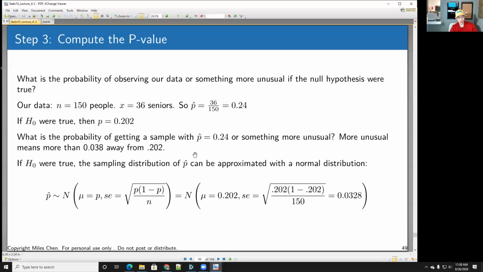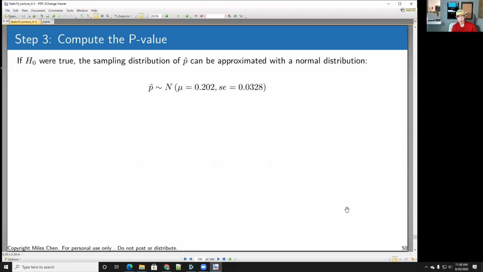So if the null hypothesis were true, we would set up our sampling distribution and we expect p hat to come from a normal distribution where the mean is 0.202. And then the standard error, when you do the calculation, is 0.0328. Our standard error is the square root of p times 1 minus p divided by n, and that turns out to be 0.0328. All right, so this is what we have. We have p hat equal to this, and we're going to calculate our test statistic.